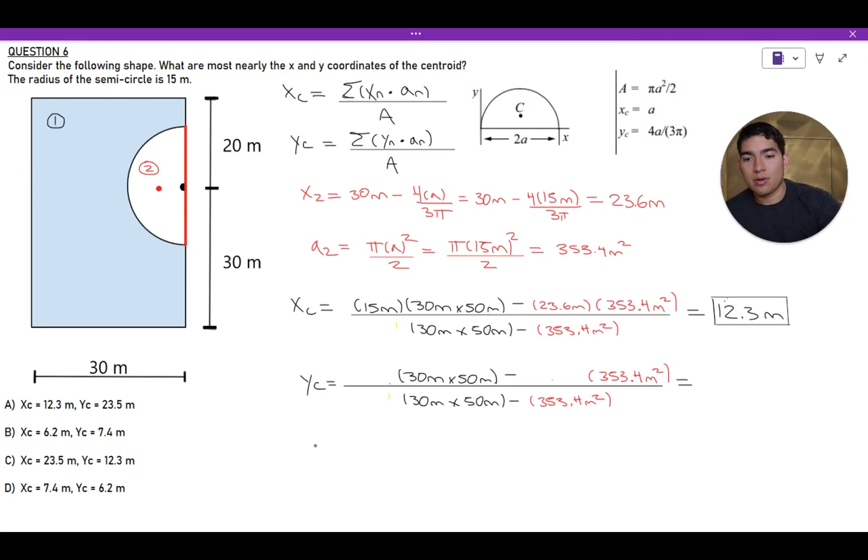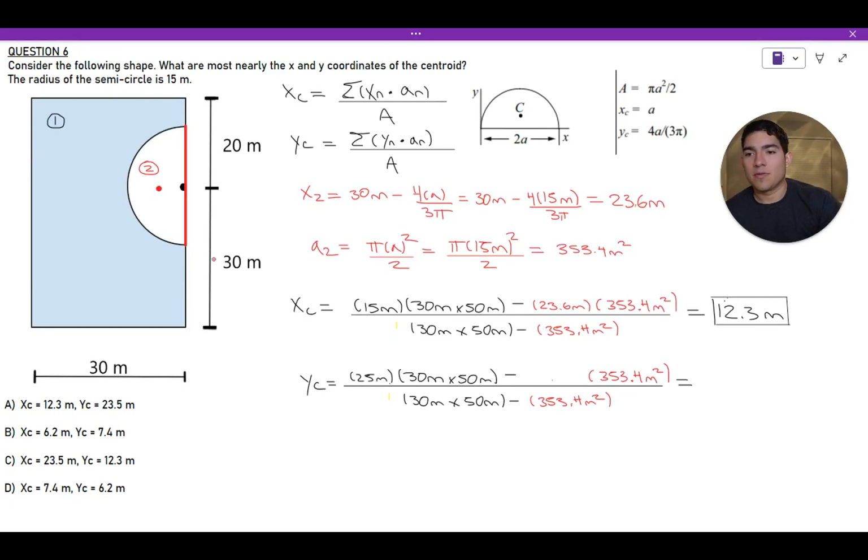So now let's find the y-coordinate for the centroid of the overall shape. In this case, the formula is going to be the exact same, and we just need to switch out these x-coordinates for y-coordinates. So in this case, the y-coordinate for the centroid of this first component is going to be 25 meters because the height is 50 meters. So half of that is 25.